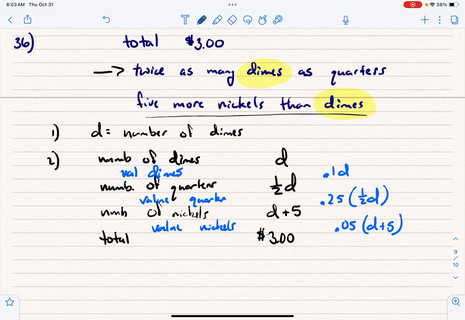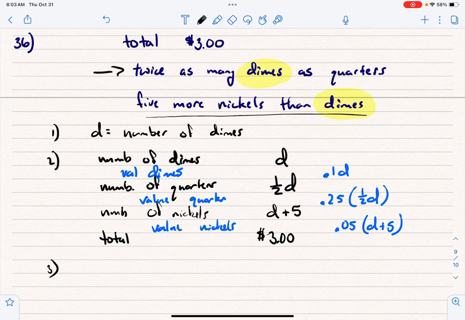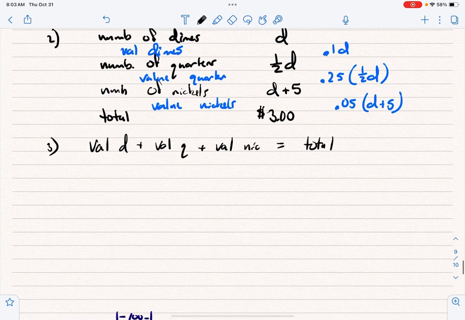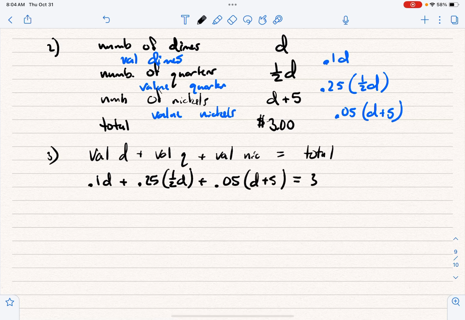Okay, and so now my model, and I'm sorry that I didn't have that illustrated there earlier. So now my model is I add up the values. And I say the value of dimes plus the value of quarters plus the value of nickels all must equal the total. And that's pretty simple at this point. So the value of dimes, 0.1 D, plus the value of quarters, 0.25 times 1/2 D, and plus the value of nickels, 0.05 D plus 5 equals $3.